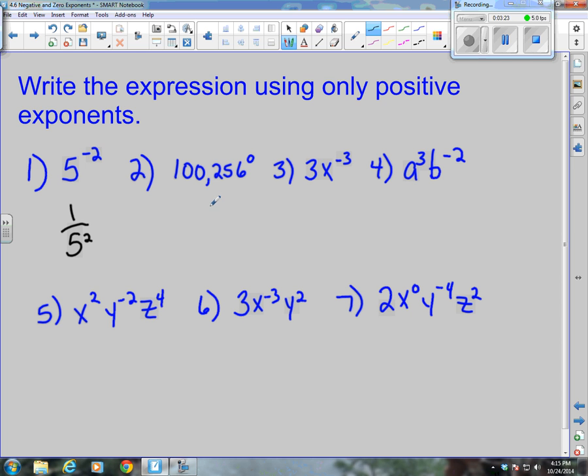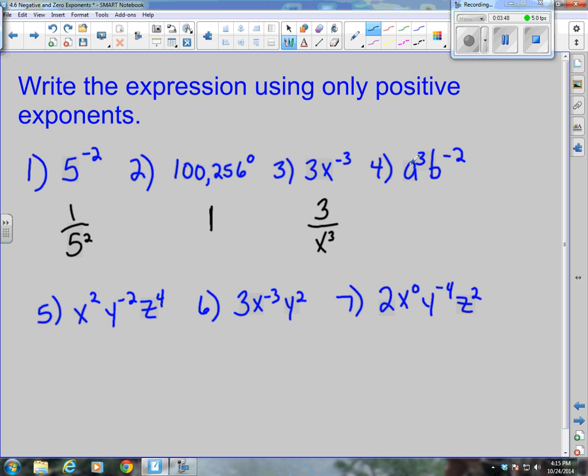Anything raised to the 0 power is just 1. I like problems like that. Those are easy. Now this one, 3 has a positive exponent because it's 1. Okay, we don't see the exponent on 3, but x has a negative exponent. The 3 is fine. The x isn't. So we want to move the x. I'm going to move the x to the bottom and leave 3 on top. And so that becomes 3 over x^3. Now I've got positive exponents.